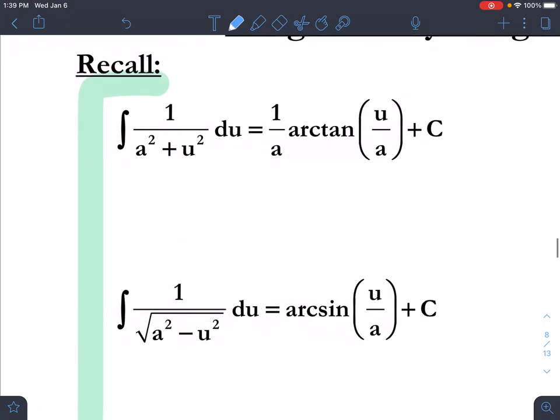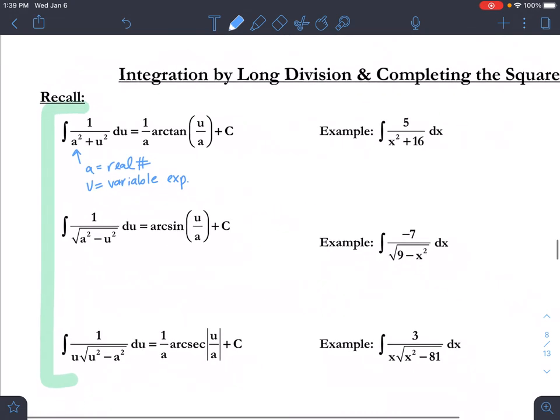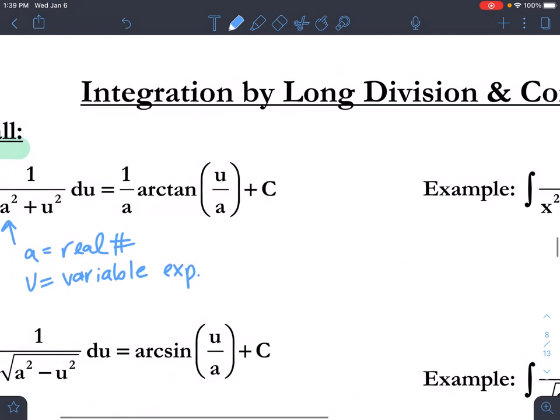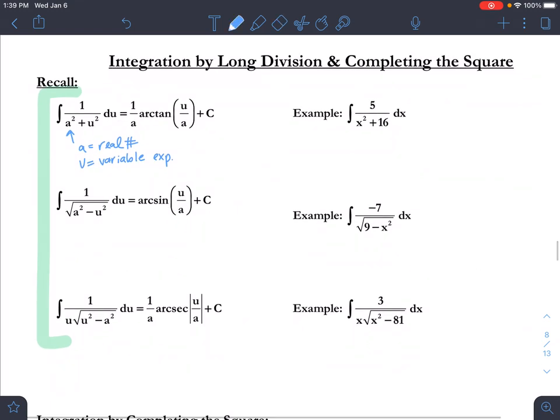Just as a reminder, when you are looking at this, a is a real number, and u is that variable expression, whether it be x squared, etc. Same thing, obviously, throughout. So arctangent, arcsine, arcsecant. Remember, that can also be written as inverse tangent or inverse sine. That's exactly the same thing. Okay, so let's do some quick examples here.